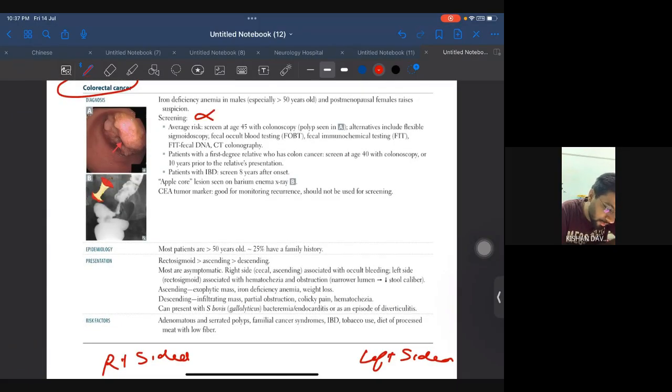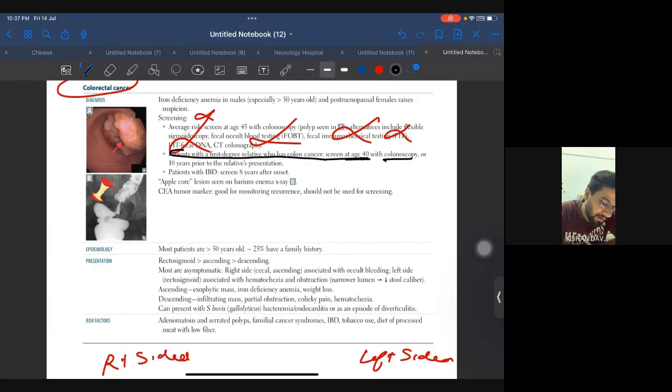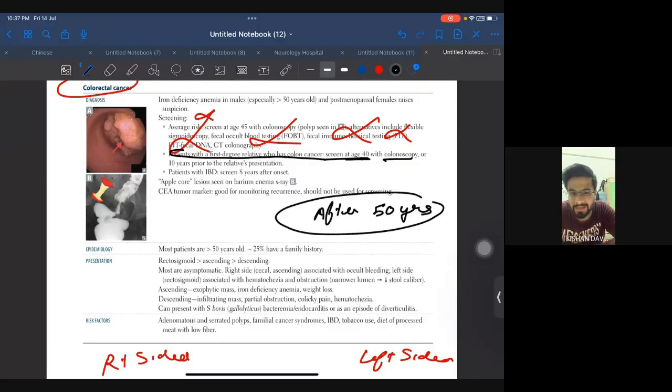Screening, they are not going to ask you. Just remember one thing: patients with a first degree relative who has colon cancer should be screened at age 40 with colonoscopy. And after 50 years, you need to be screened. Colon cancer screening must be done. Okay.